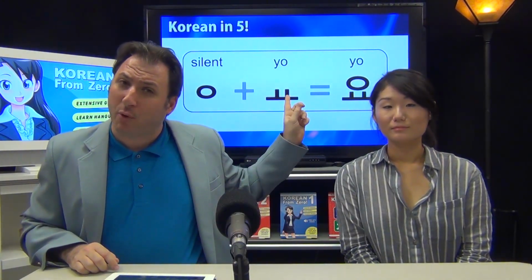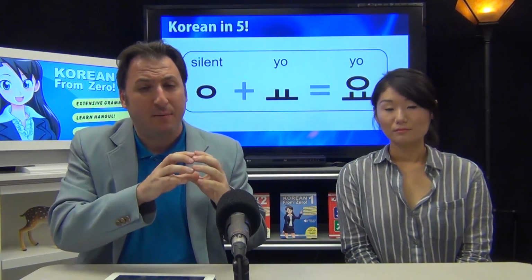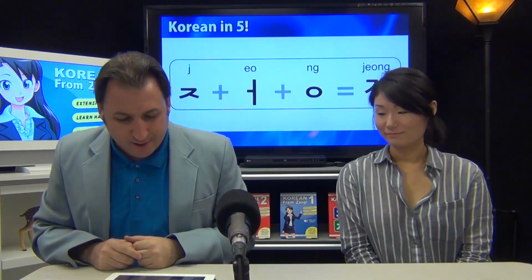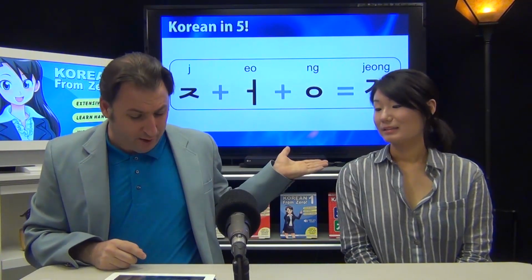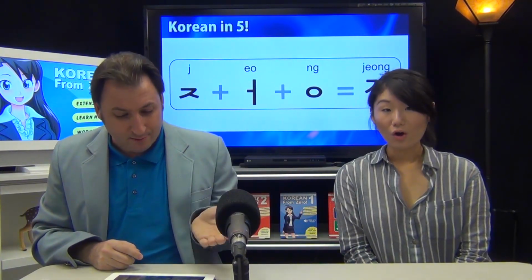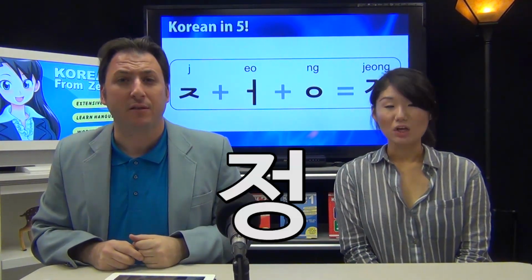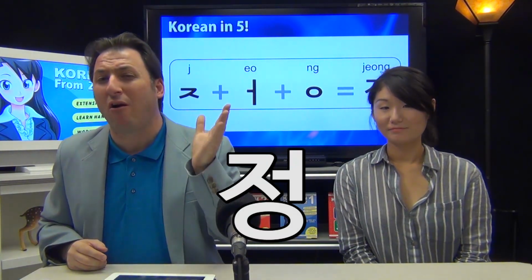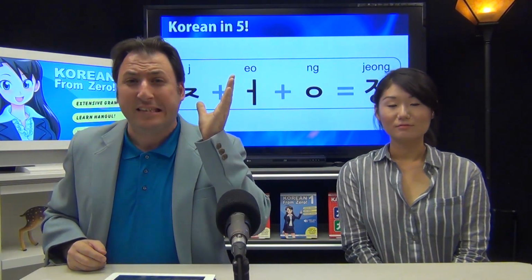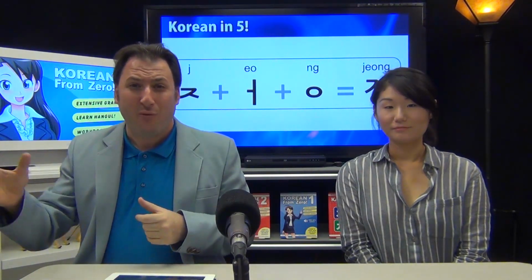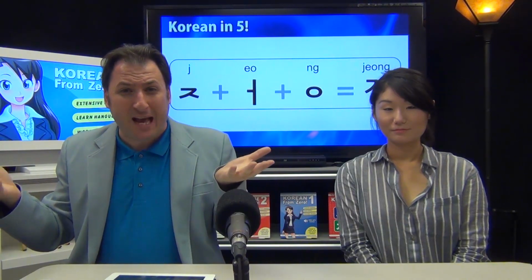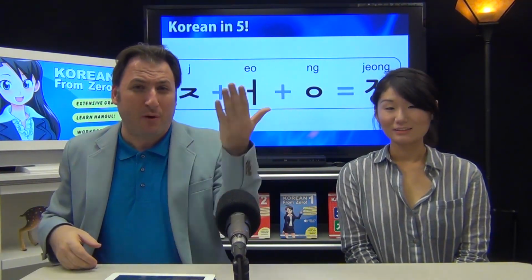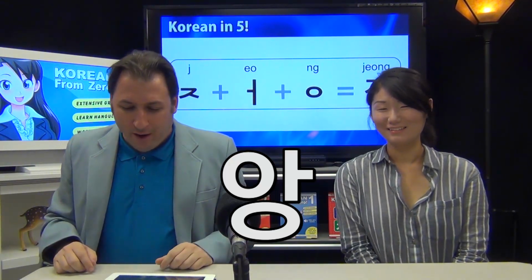The important part to know about this is that the silent symbol, when it's in the beginning, is silent. But when it makes up the last part of the character, it has an NG sound. So we're going to add, go ahead. 지읒, plus 어, plus 이응, becomes 정. Jeong. Remember that and you'll be fine. You can even start a character with an ieung and end it with an ieung, and they both have different sounds. The first part will be silent and the last part will have sound. For example, ang. All right, that is it.